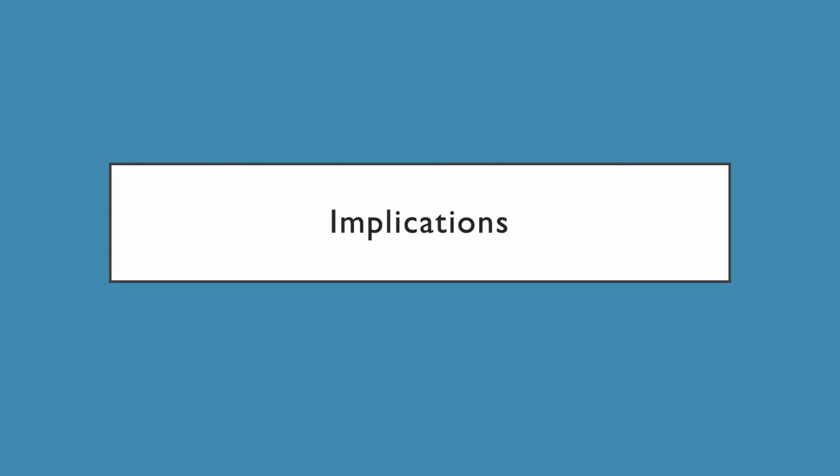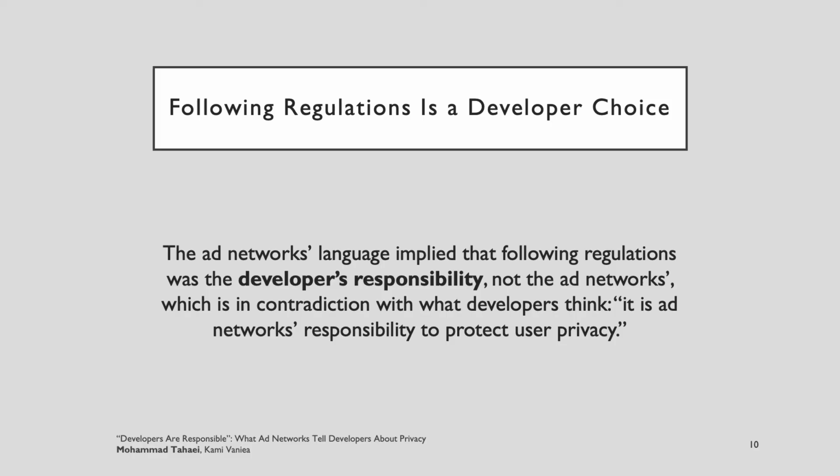So what are some of the implications of our work? First, we observe that ad networks clearly state in their policies and terms of use that it is developers' responsibility to adhere to the regulations and laws, and it is developers' responsibility to protect user privacy, which is in contrast to what developers think, that it is the ad network's responsibility to follow the regulations.